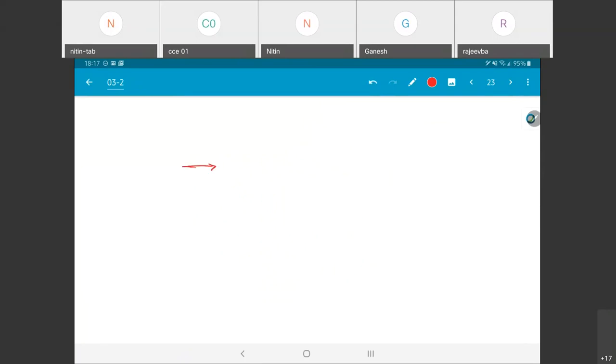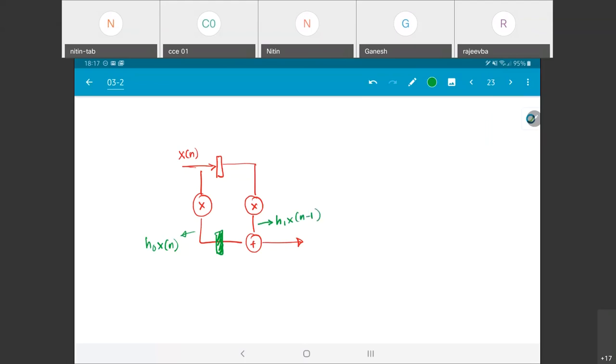Supposing I wanted to take a filter, X of N, put it through this multiply, add, right? And let's say that I decide to just put one delay element over here. Now what is the behavior? Effectively, at this point I have H0 into X of N, at this point I have H1 into X of N minus 1. But what I have over here is H0 X of N minus 1, which means that what I get out of this is H0 X of N minus 1 plus H1 X of N minus 1.